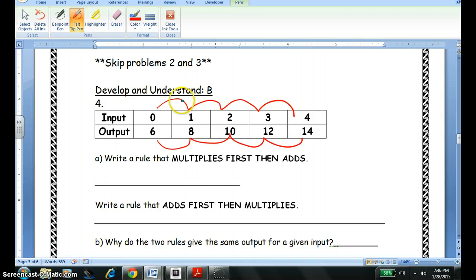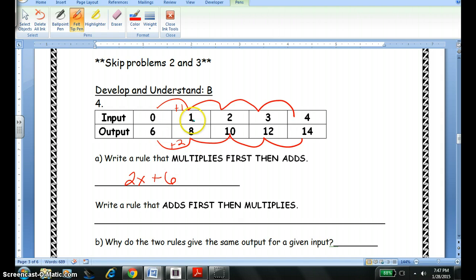So here I see that this is +1, and it's the same for each. Here this is +2, and it's the same for each. So I know that at some point I'm multiplying by 2, and it says write a rule that multiplies first, then adds. That's exactly what I wanted to do. I'm going to get that coefficient 2x right there. Now, if x is 0, I have to do something to it to get 6. Well, if I put in 0 times 2, I get 0. In order to get 6, I'm going to have to add 6. There's my rule right there.